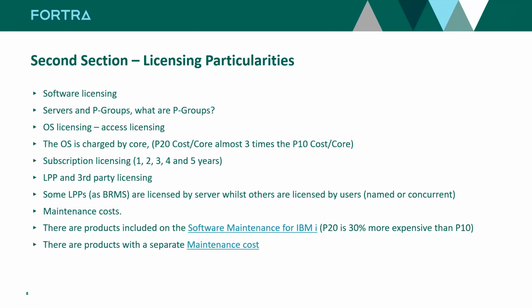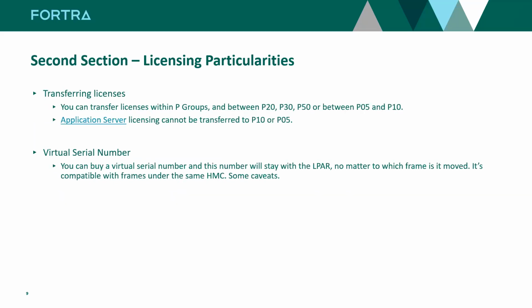So that's really important. Now, regarding the licenses, you buy the licenses and you can transfer them, but only within certain P groups. I mean, they have two separate groups of P groups. You have the P20, the P30, and P50, and you can transfer the licenses between them, or you can have licenses from a P05 transferred to a P10 or vice versa.